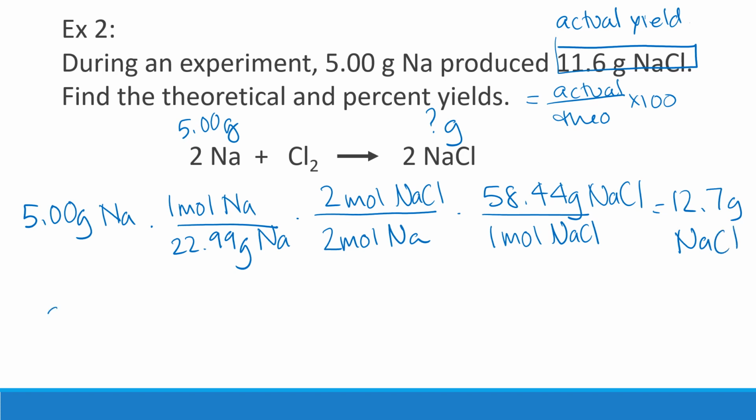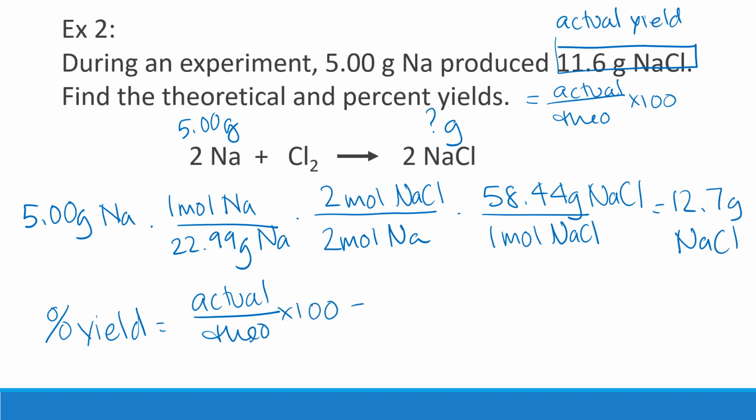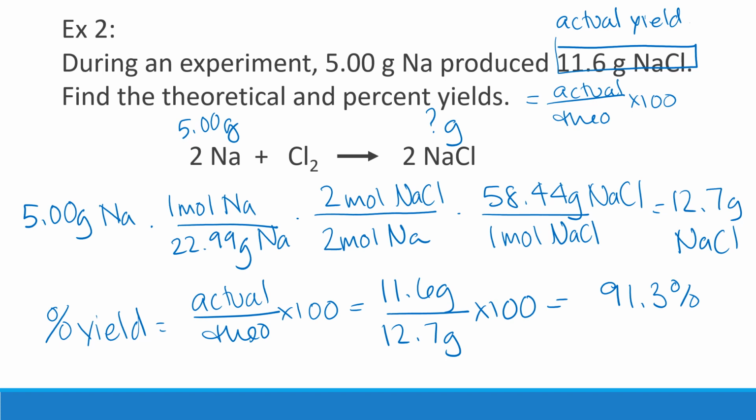And now I can plug that in and find my percent yield. That's our actual divided by our theoretical times 100 equals, our actual was 11.6 given in the problem, divided by 12.7 times 100, and that works out to be 91.3%. Okay, so calculated the percent yield, wasn't a big deal.